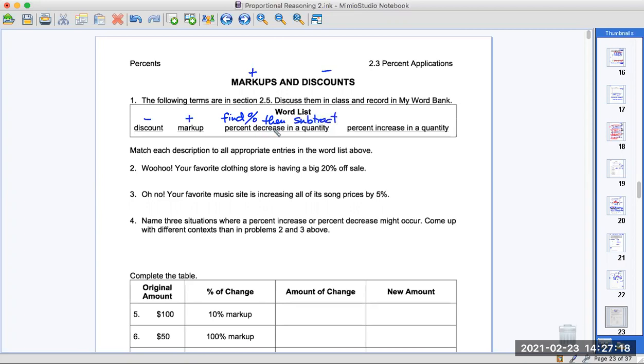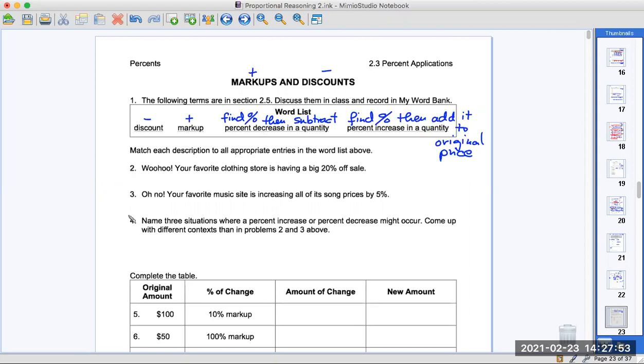Most markups and discounts are in percent. So first you find the percent, and then you have to add it if it's an increase to the original price. So the original price, if it's a markup, or an increase, you find the percent and add it. If it's a decrease, you take the original price and subtract it.